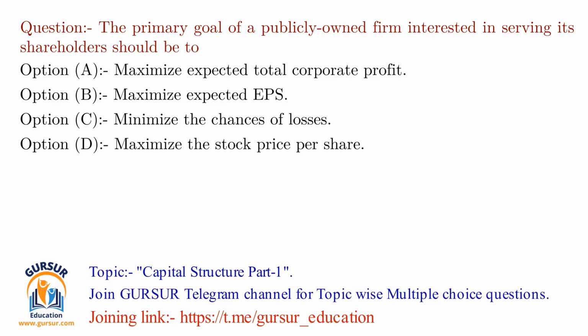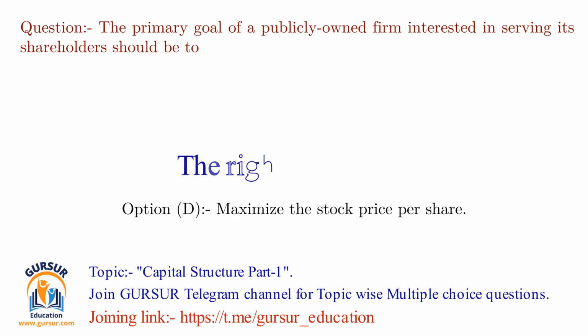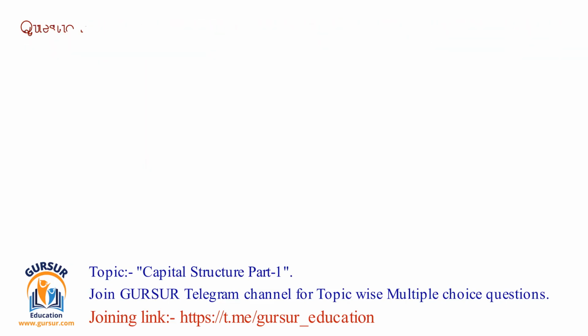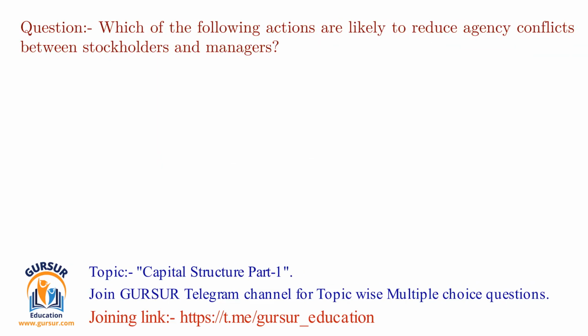So the right answer of this question is option D, and that is maximize the stock price per share. So now we move next. The question number 10 is, which of the following actions are likely to reduce agency conflicts between stockholders and managers?